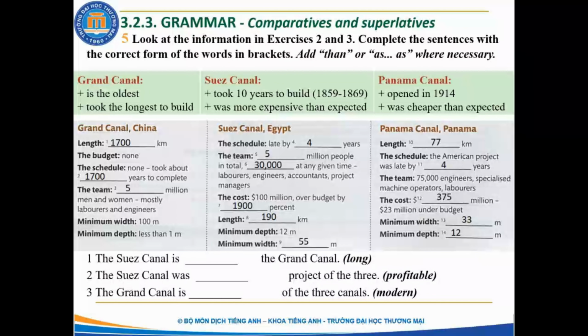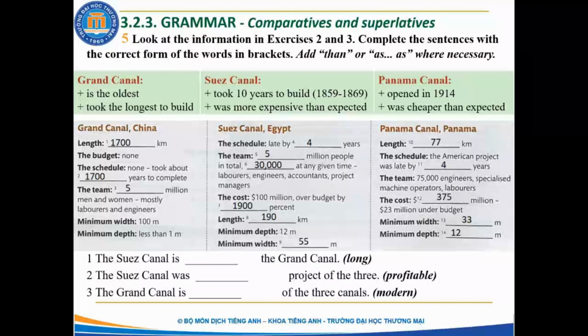Now let's practice comparatives and superlatives. Chúng ta sẽ làm bài tập để luyện tập so sánh ngang, so sánh hơn và so sánh nhất. Như các bạn thấy ở trên màn hình là toàn bộ các thông tin về 3 kênh đào Grand Canal, Suez Canal and Panama Canal. Vì chúng ta cần phải làm là phải sử dụng các thông tin về các kênh đào này để so sánh các kênh đào với nhau. Các bạn có thể thêm then hoặc là as khi thực hiện việc so sánh.